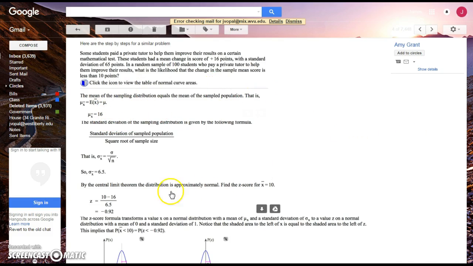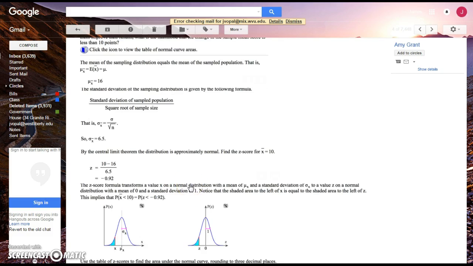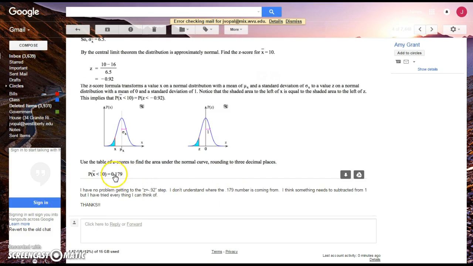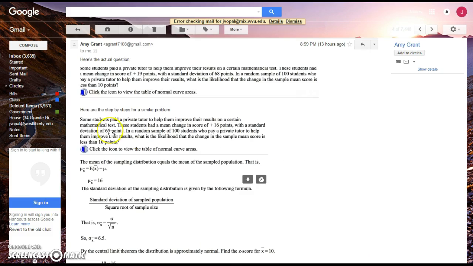So you said that you can understand all the way down to this z equaling negative 0.92, and then the question becomes how do they go from that z value down to the probability that goes along with that. So what we need to do is go up to the table for normal curve areas. Your table may look a little bit different than the one that I use, but in general they all look the same.